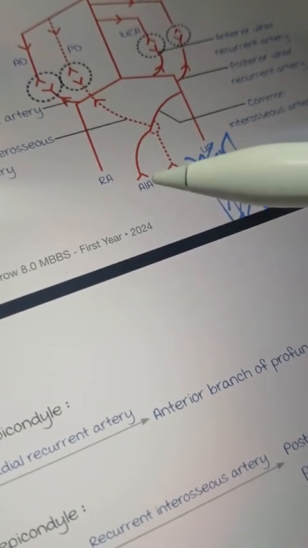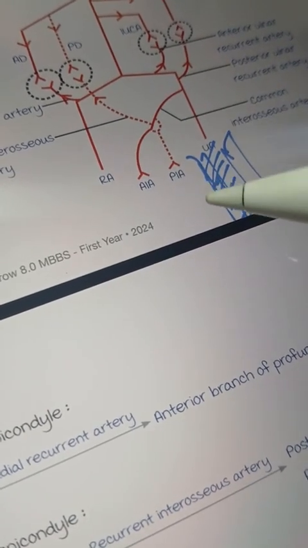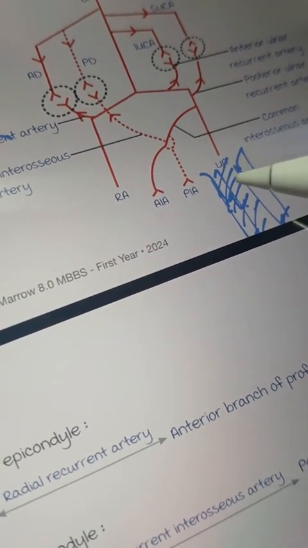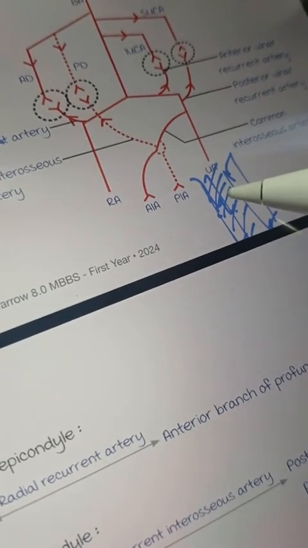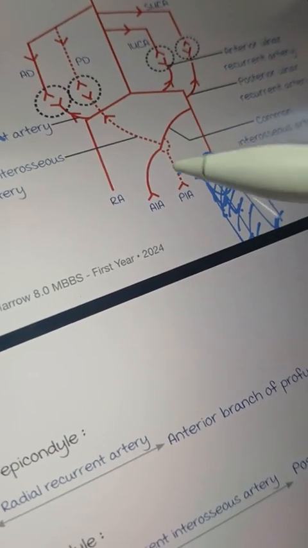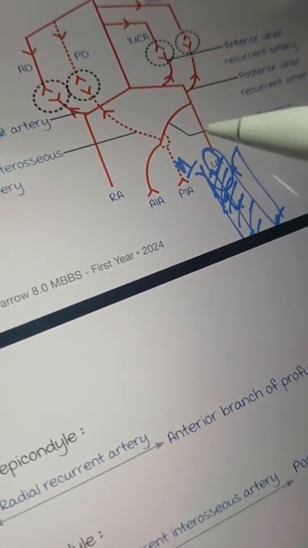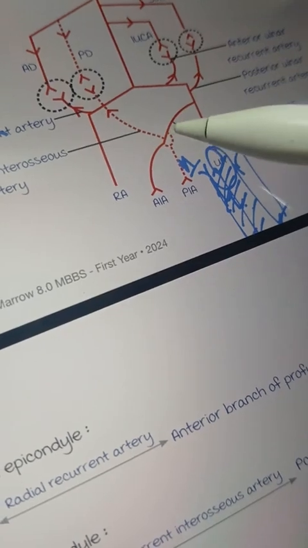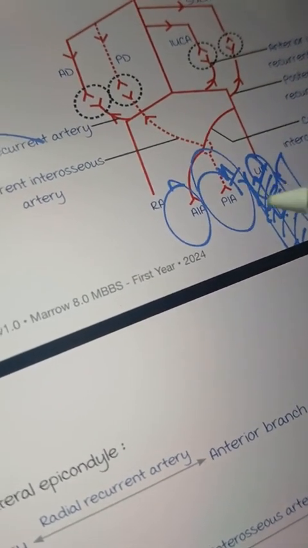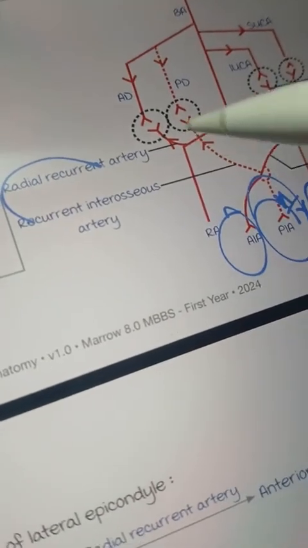We have an anterior interosseous artery, which is a branch of what? It is a branch of the common interosseous artery, which is a branch of the ulnar artery. As you can see, the ulnar artery is there, and its branch is the common interosseous artery. The common interosseous artery further gives three branches: anterior interosseous, posterior interosseous, and the recurrent interosseous.